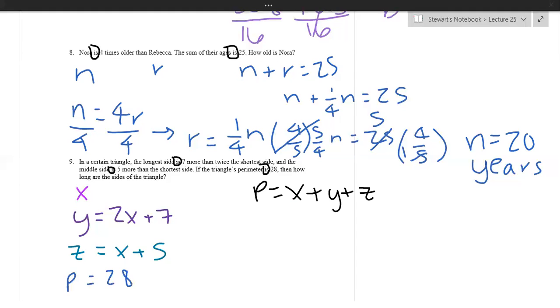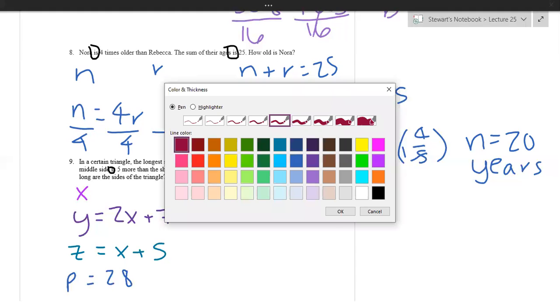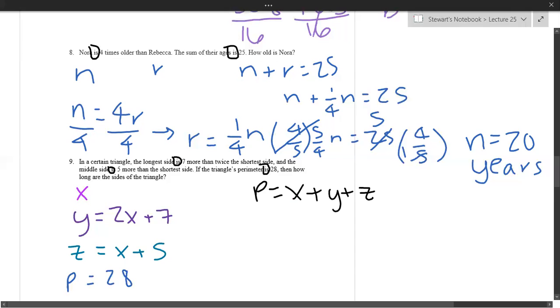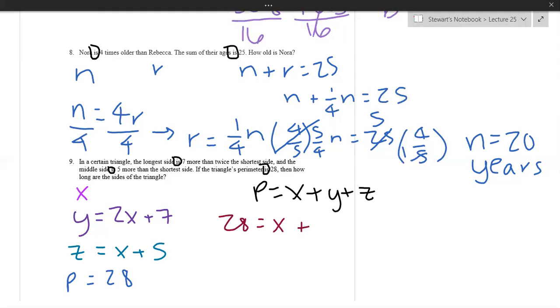So we have an expression now that we can use, and we'll only have one unknown because we can substitute what we have. So we have 28 equals x, which is just itself, plus y, which we know is 2x plus 7, and then plus z, which is x plus 5. We can do this so that we only have one unknown. Sorry, that plus sign is a little crooked. It looks like a multiplication sign, but it is a plus sign.